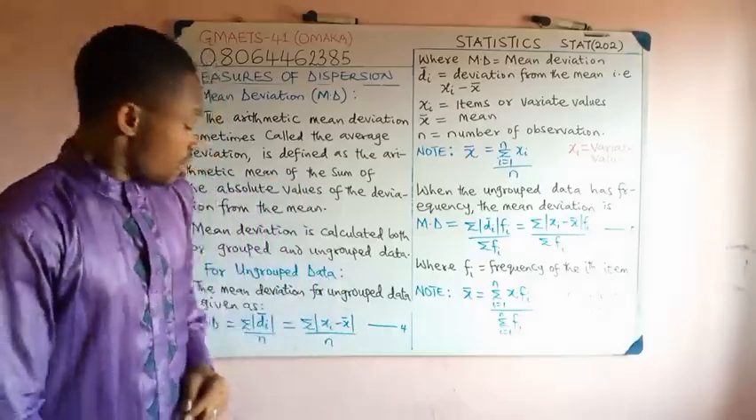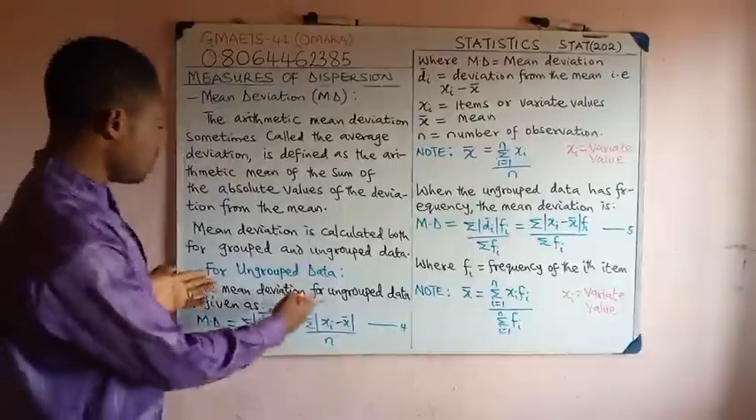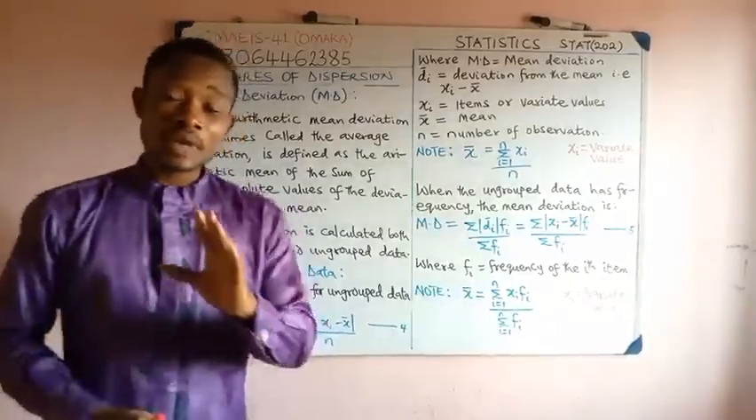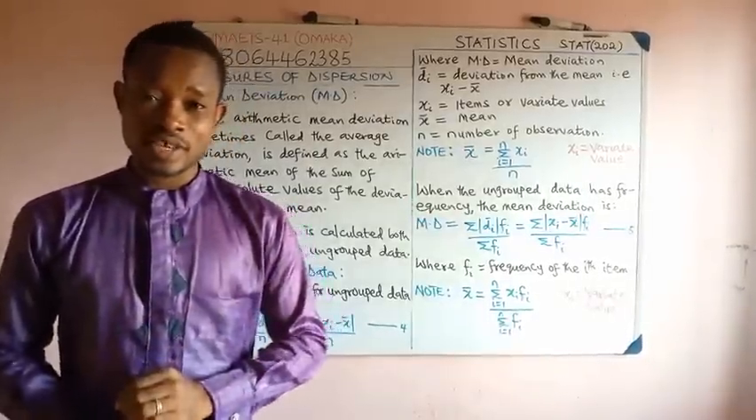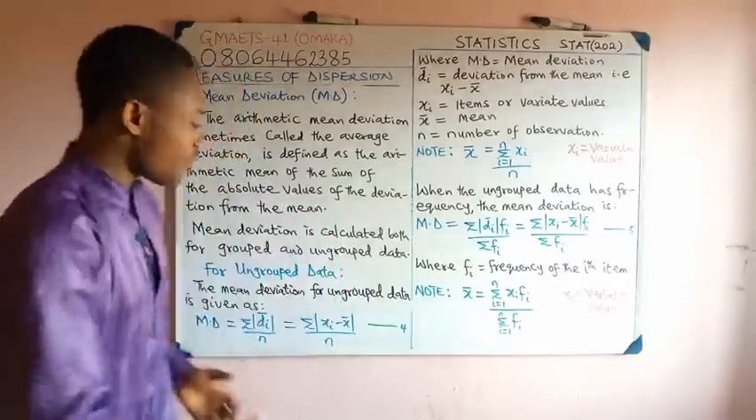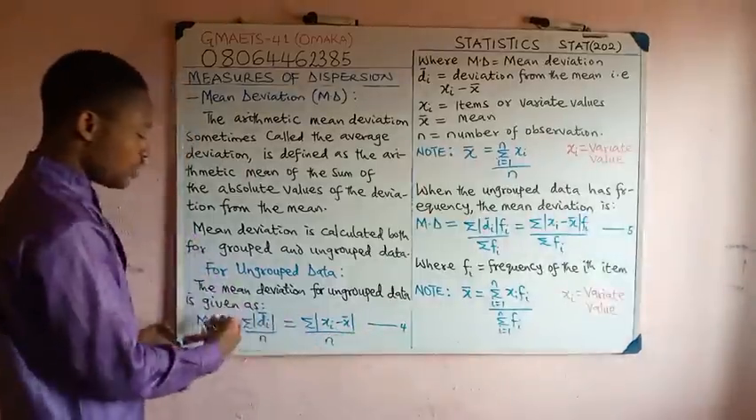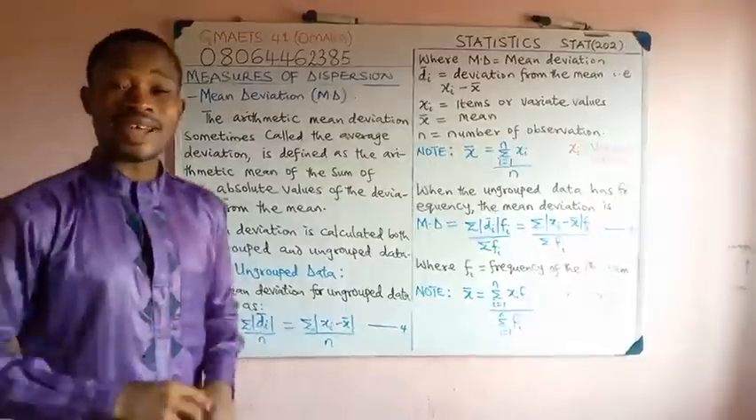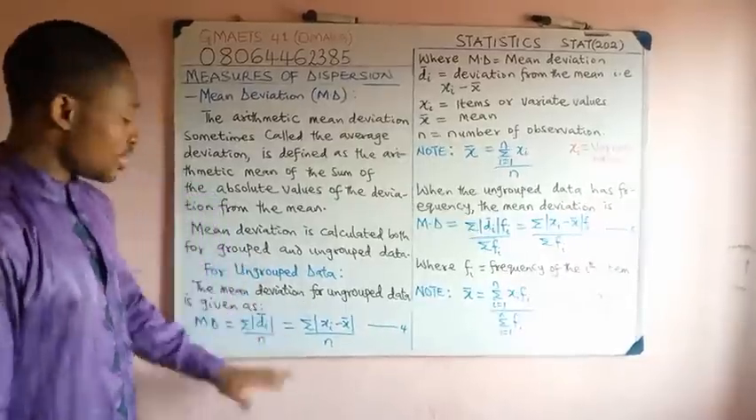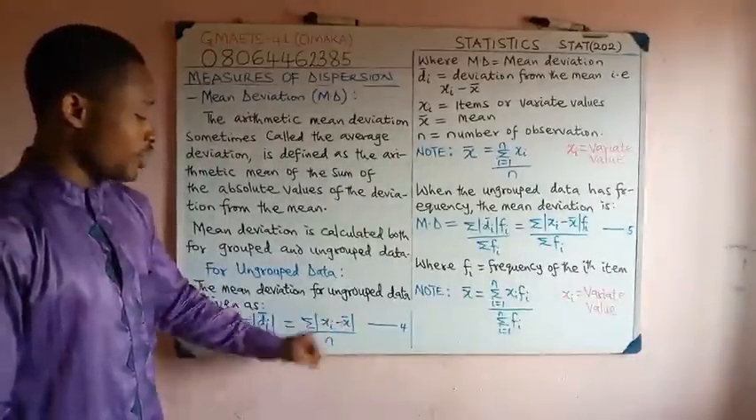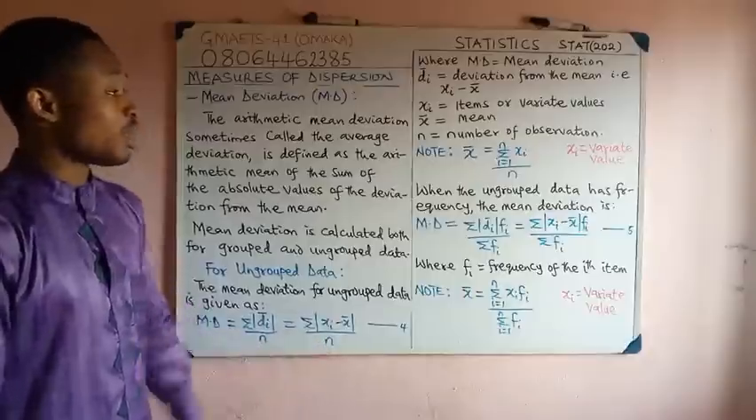Is that okay? Fine. Now, we have the mean deviation both for ungrouped data as well as for grouped data. But first, we start with ungrouped data, in a case where there is no frequency, and in a case where there is frequency. We have equation number 4 here, which gives us the mean deviation for ungrouped data in a case where the distribution does not have frequencies. And that's the formula: summation of the absolute value of xi minus x bar, where x bar represents the mean, divided by the number of observations.